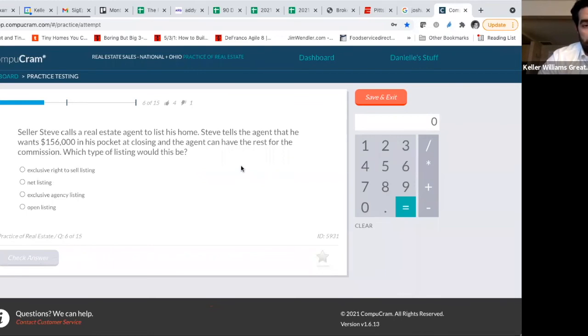Seller Steve calls a real estate agent to list his home. Steve tells the agent that he wants $156,000 in his pocket at closing, and the agent can have the rest as his commission. Which type of listing would this be? A, an exclusive right to sell listing. B, a net listing. C, an exclusive agency listing. Or D, an open listing.